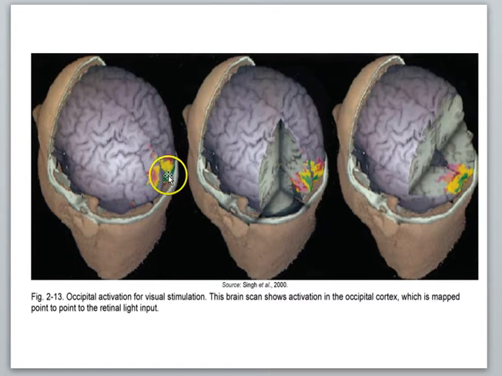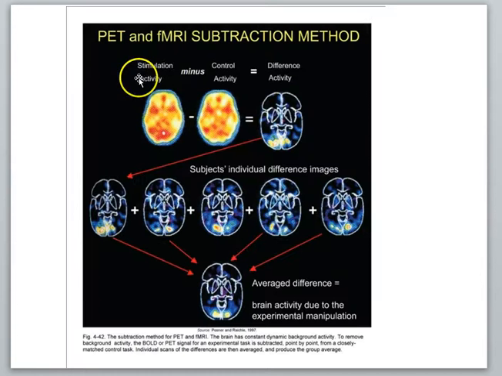And the way they do that is by using a subtraction technique. And here's how this works. Okay, so let's take a look at this image here. Now this subtraction technique is used for fMRI, but also for the earlier technique called positron emission tomography, but we're not going to get into that technique.